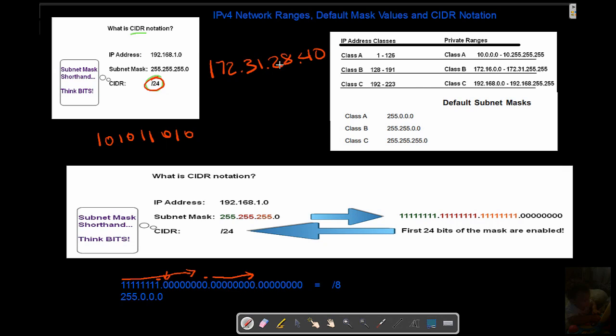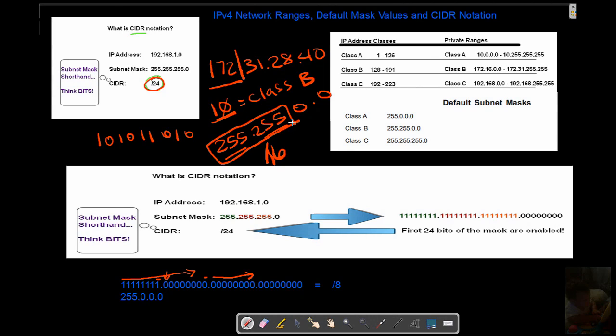Let's look at 172.31.28.40. What are we looking at here? Well, we understand that we're dealing with the first 2 bits in the binary for this octet, so we are in a class B. We understand that with a class B, we're dealing with a mask value that is network, network, host, host. We also understand that we are dealing with a default value of /16, the first 16 bits are enabled in our mask.